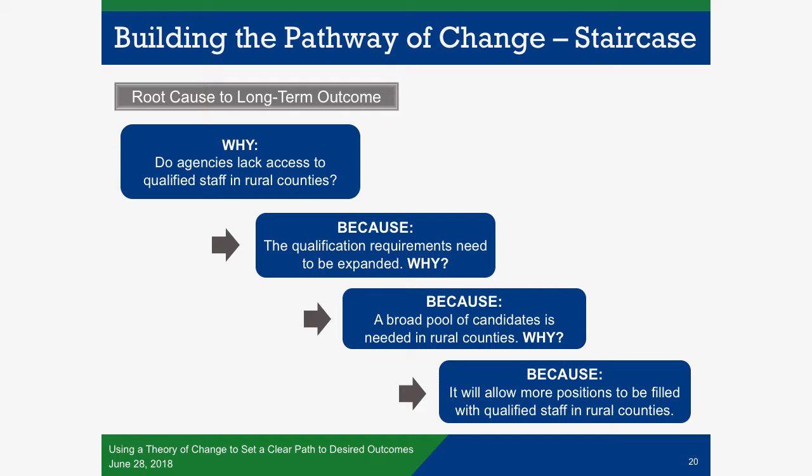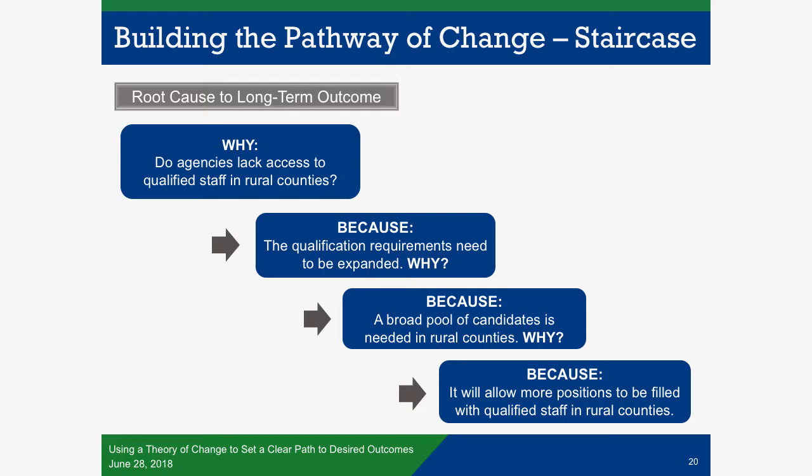The staircase can be used in two ways. You can start with the root cause on the top, like this one here, and have your causal links go down the stairs to the long-term outcome. The idea is that you have the root cause on one end of the staircase, the long-term outcome on the other end, and you stair-step your way either up or down to create a hypothesis for how you're going to address your problem.